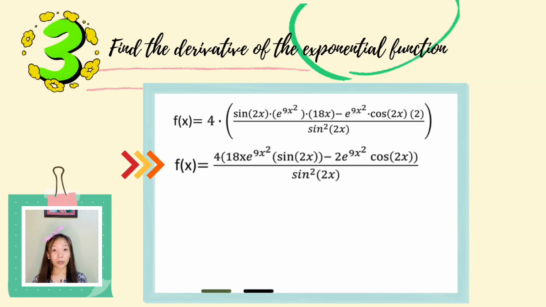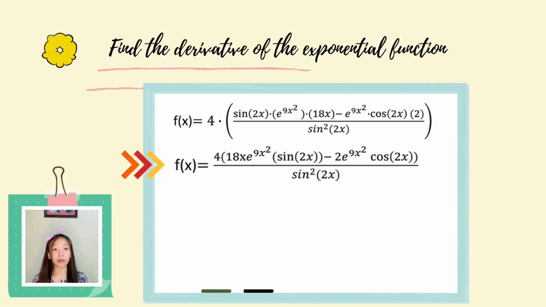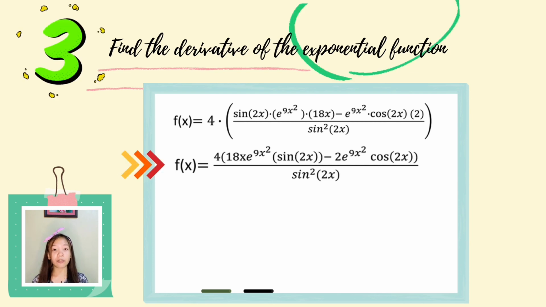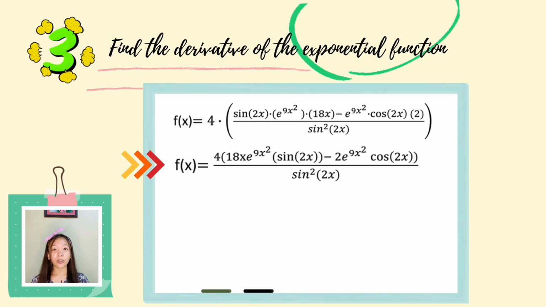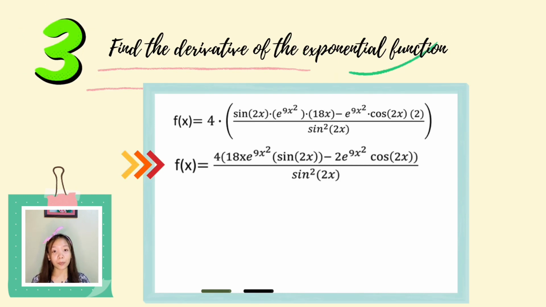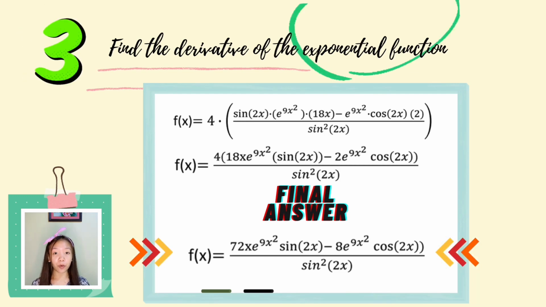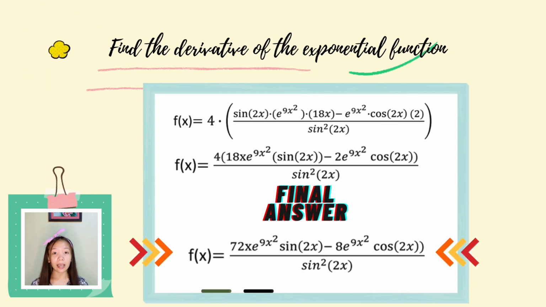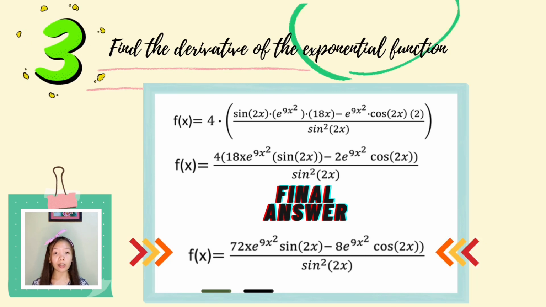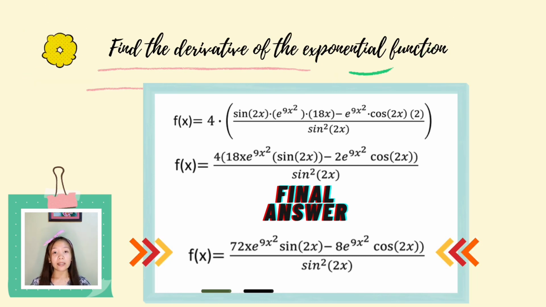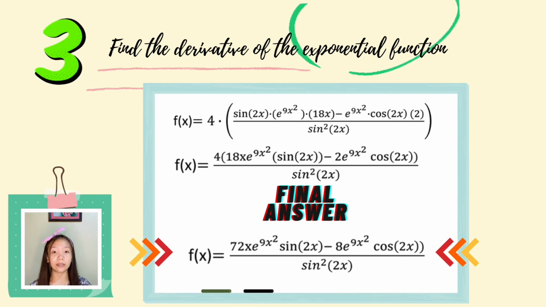So our result is 18x e to the power of 9x squared sine 2x minus 2e to the power of 9x squared cosine 2x, and we will be distributing it to 4. Lastly, as we distribute 4, we will get the final answer 72x e to the power of 9x squared sine 2x minus 8e to the power of 9x squared cosine 2x all over sine 2x squared.